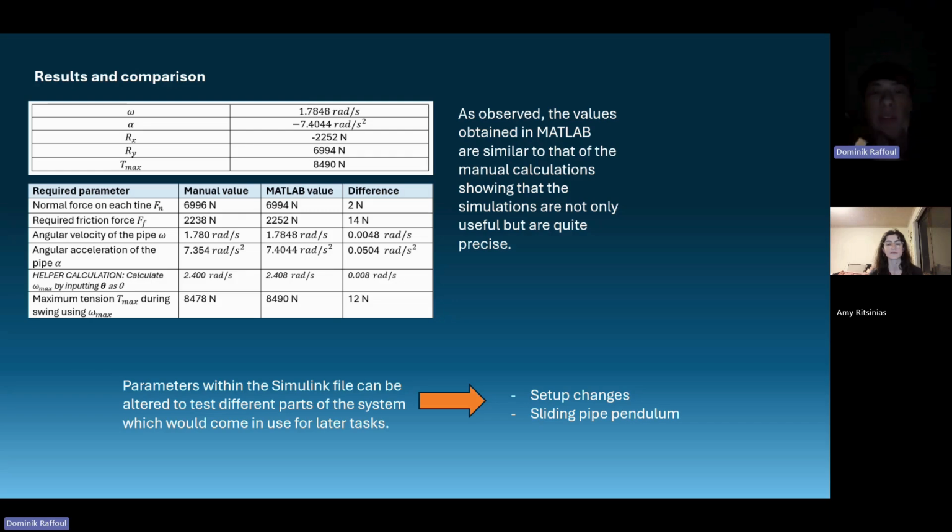As observed, you can see we've got very similar results. There's only probably a difference of like 2 newtons, 14 newtons between normal force and the required friction forces. And it's quite similar, which goes to show that our results were quite precise in the simulation. And what does this tell us? So parameters within the Simulink file can also be altered to test different parts of the system, which is quite useful in everyday engineering tasks.